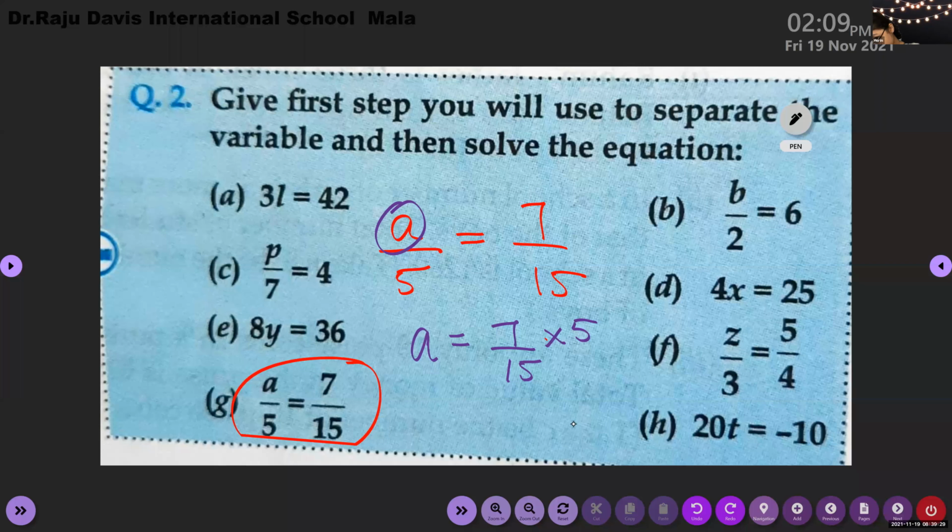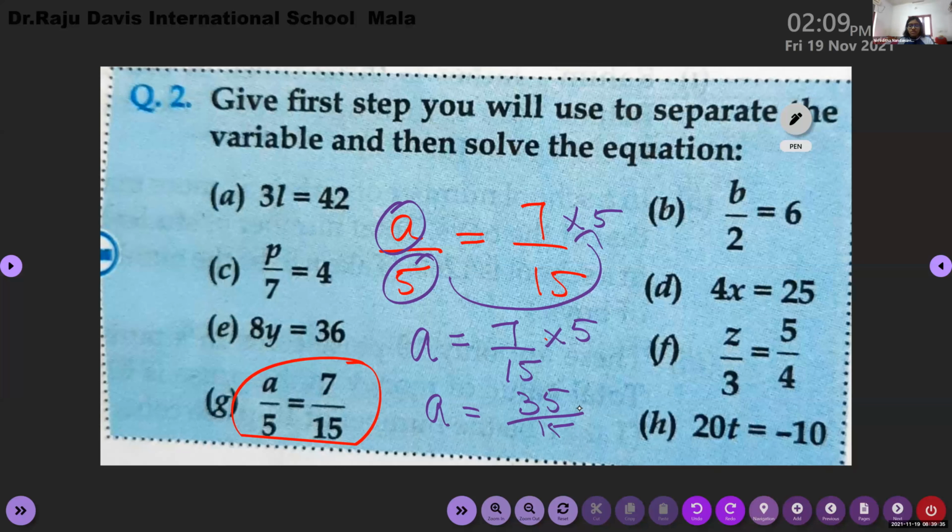You can reduce it and write. Divide both by 7. 35 by 15 becomes 7 by 3. So 7 by 3 you will get as the answer when you divide both sides by 5. So the answer you will get is 7 by 3.